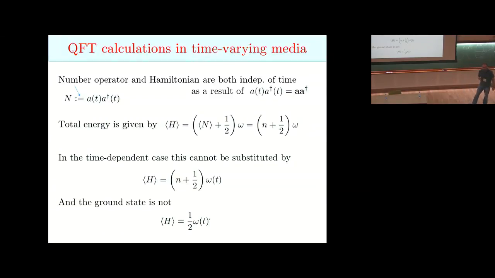In the time-dependent case, the key point is I can't simply say, okay, let's just put a T here. So this will be my time-dependent expectation value for the Hamiltonian. That doesn't work, and the ground state is not this one. So what I'm saying is, when you go back and forth, from this potential to this potential, you do not simply conserve the number of photons, you just change the frequency. That is not what happens.